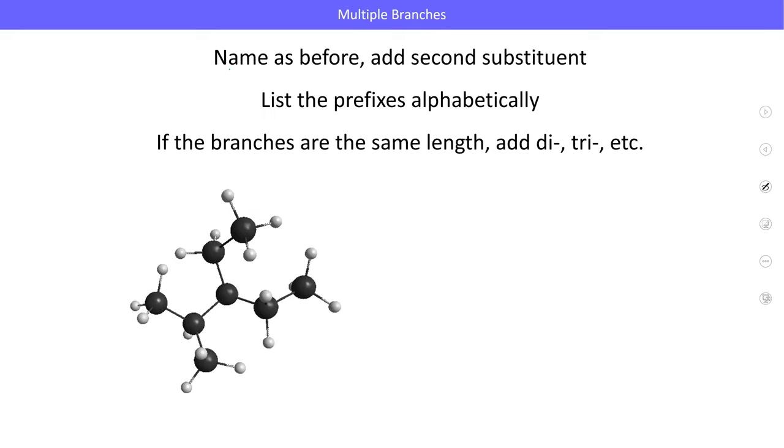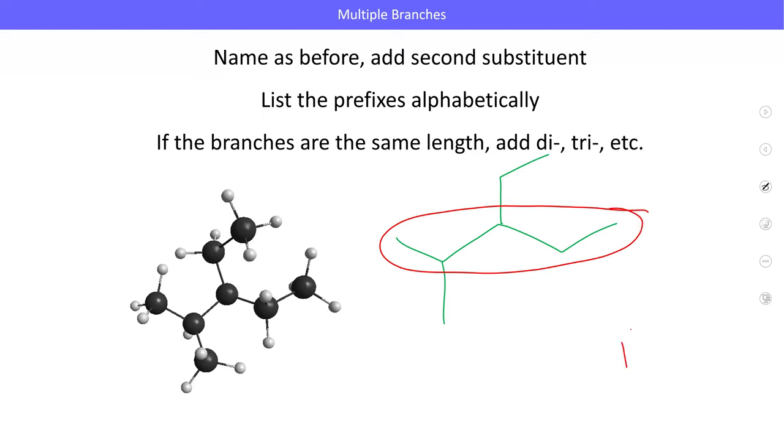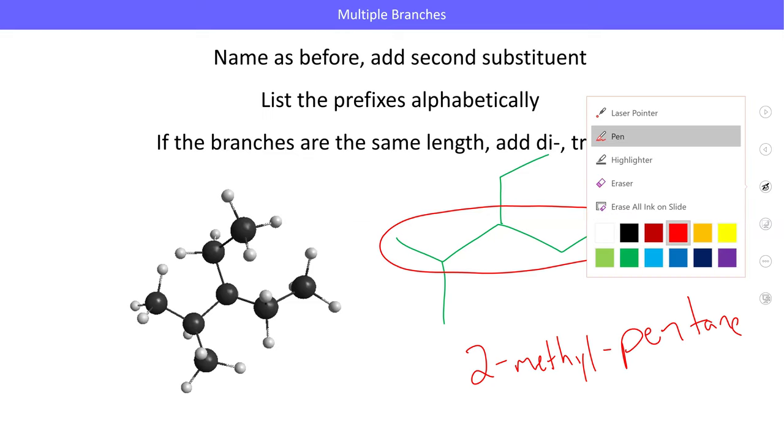What happens if you have multiple branches? Well, you add multiple prefixes. So if I translate this to skeletal structure, our longest continuous carbon chain here is still 5. So it's still pentane. If we didn't have this top branch, it would be 2-methylpentane, right? Or if it didn't have this methyl group, it would be 3-ethylpentane. So if it's got both of those branches, you just put 2 prefixes on.